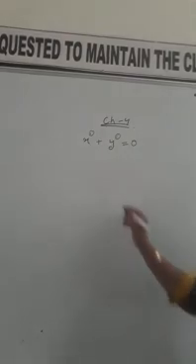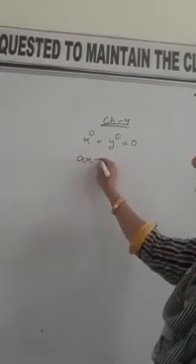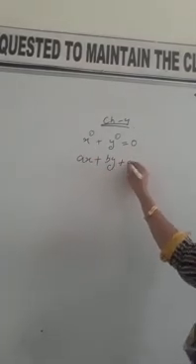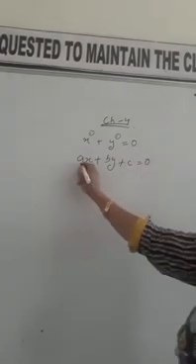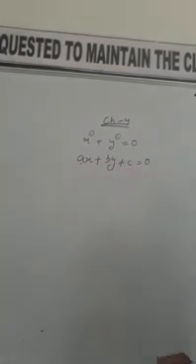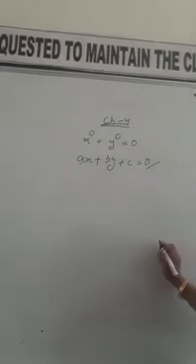As in our first exercise, one more thing: the standard form of a linear equation in two variables is ax plus by plus c is equal to 0, where a is any constant. a is the coefficient of x, b is the coefficient of y, and c is the constant term. The values of a, b, c may be any value. So if you are given an equation and asked to find the values of a, b, c, we will compare that equation with the standard form.